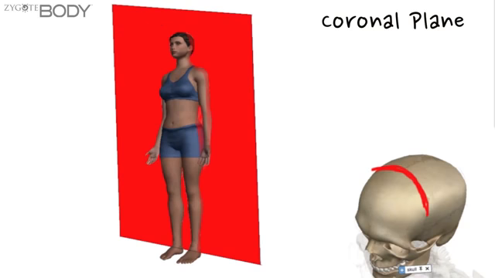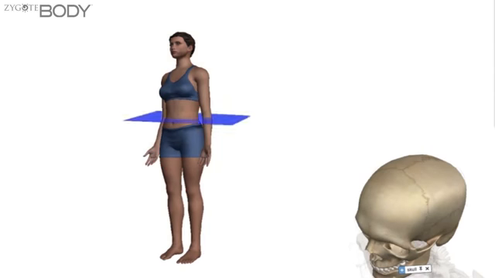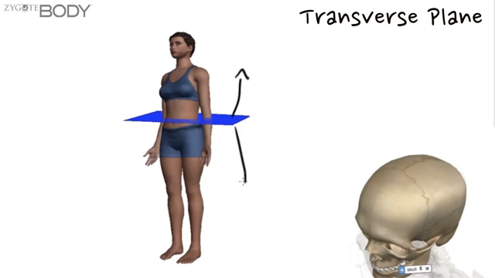Now moving on to the third and final plane. This is called the transverse plane, and it's a crosswise plane that divides the body or any of its parts into the upper and the lower parts, and is also called the horizontal plane.